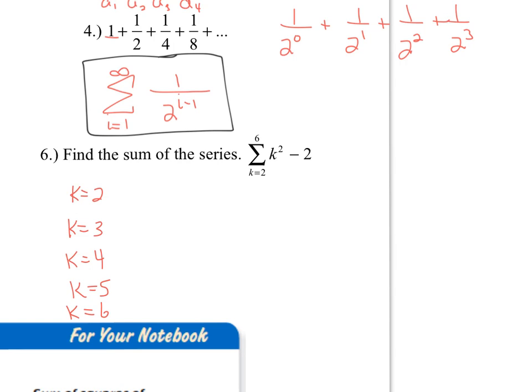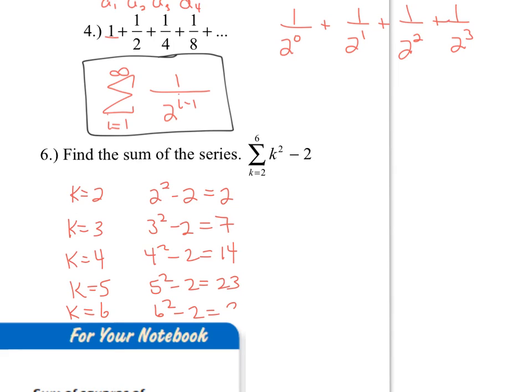So when k is equal to 2, you'll end up with 2 squared minus 2, or 2. When k is 3, 3 squared minus 2, 7. 4 squared minus 2 is 14. 5 squared minus 2 is 23. And then the last one here for k is 6. 6 squared minus 2 is 34. And then we'll add up all the terms that we came up with, 2 plus 7 plus 14 plus 23 plus 34 for a total sum of 80.